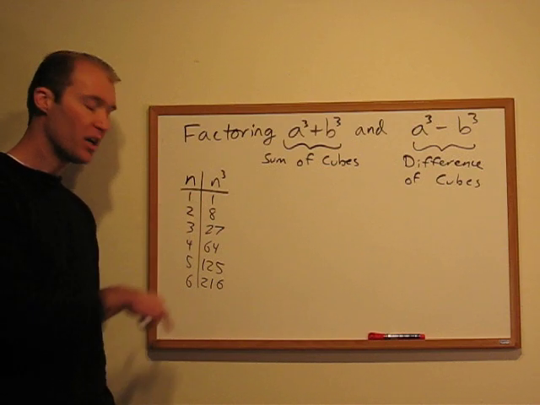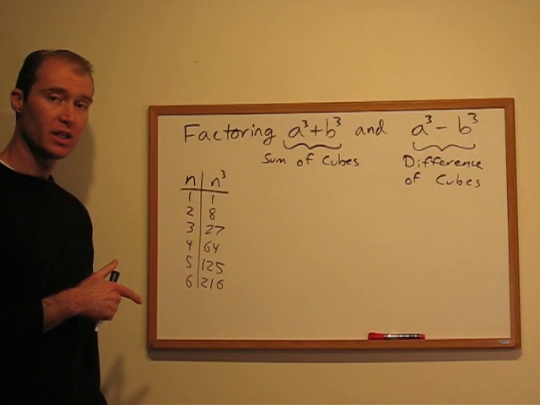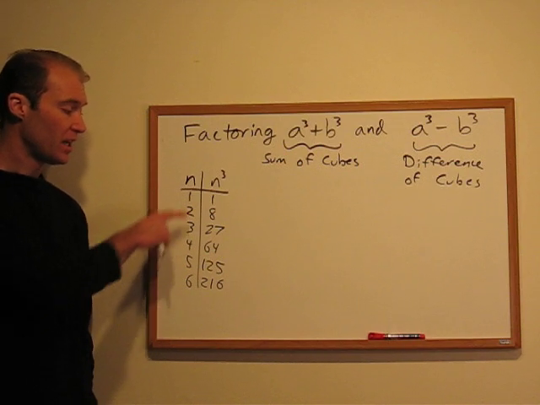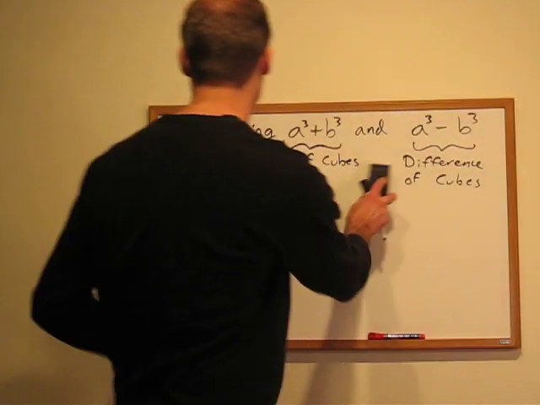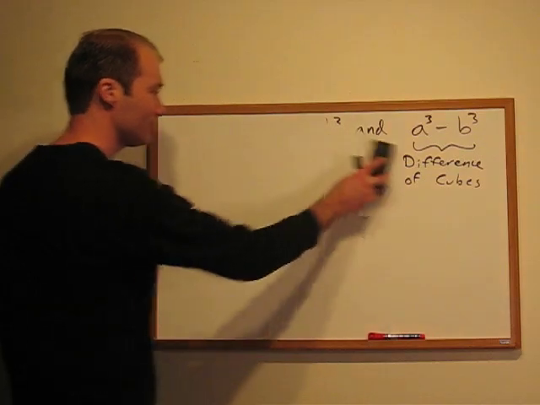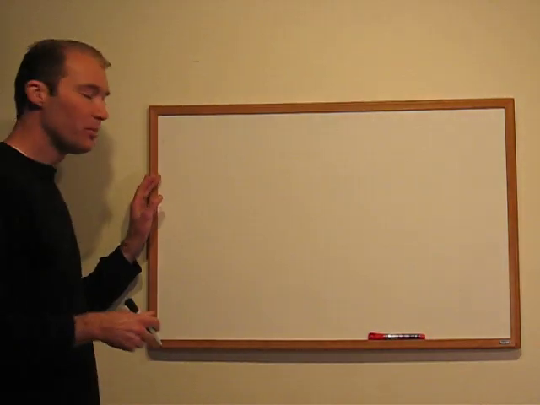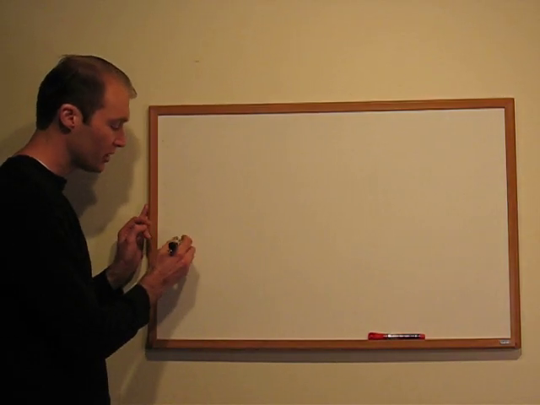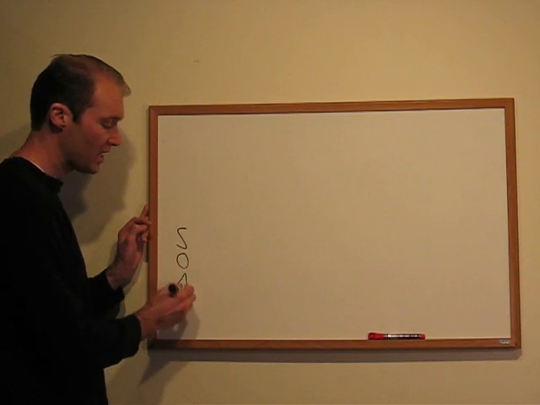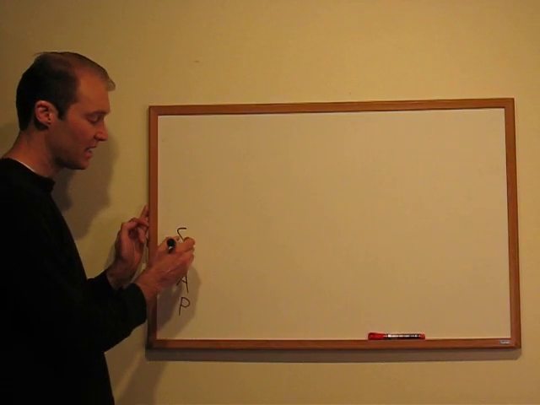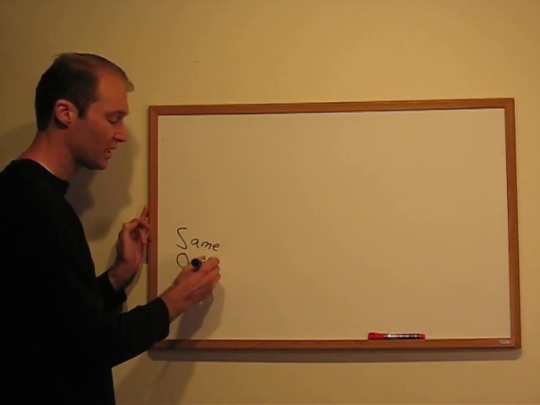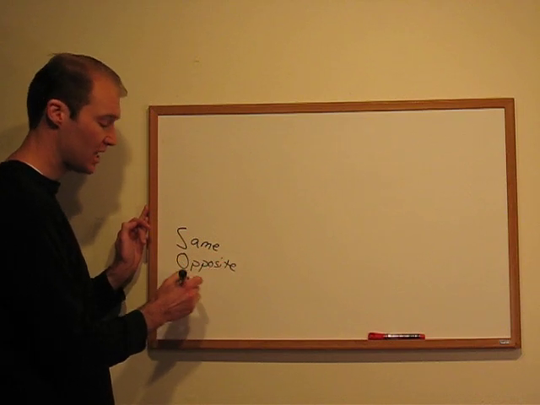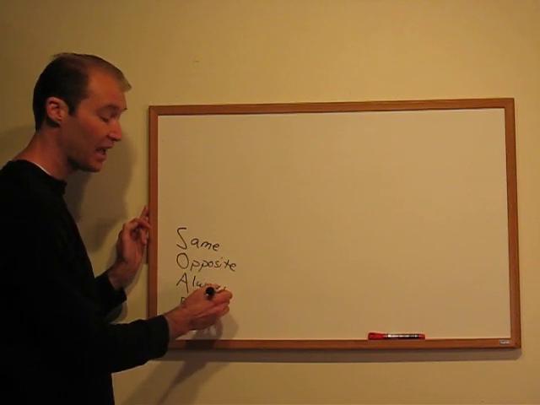So these are the numbers that come up very frequently when you're doing these types of problems. It would be good to be able to recognize them as perfect cubes. Let me show you the pattern. What's going to help us to do these problems is the acronym SOAP, S-O-A-P. S stands for the same, O stands for opposite, A stands for always, and P for positive.